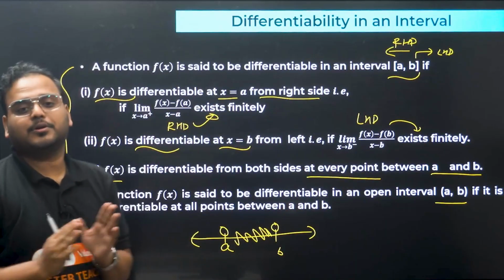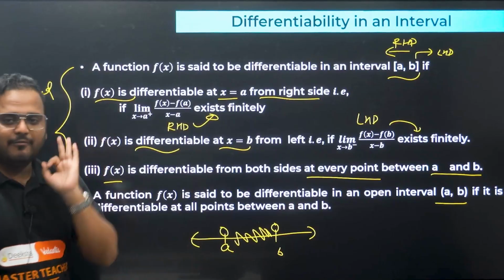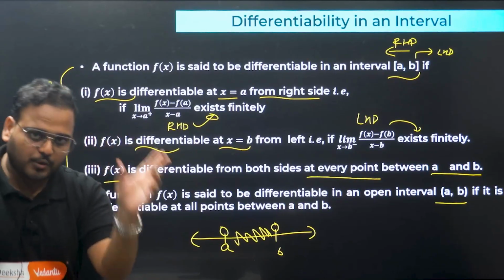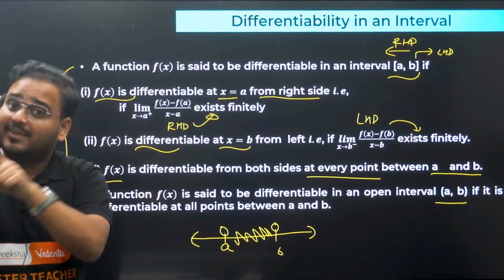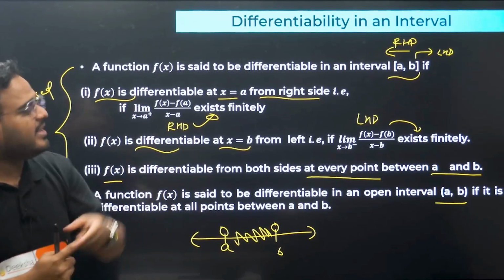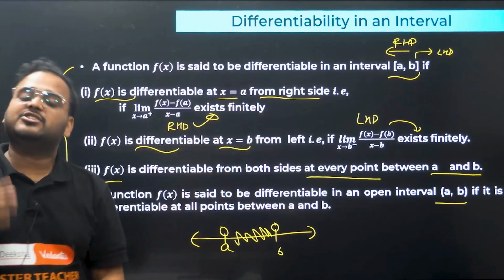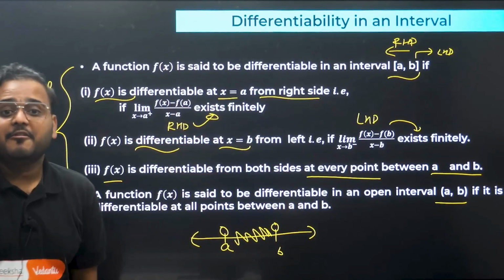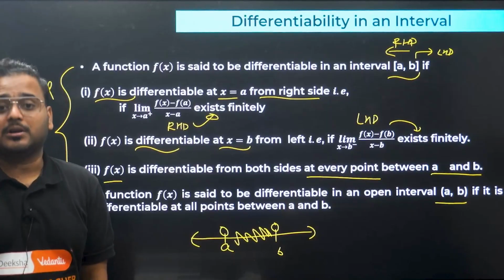Is that clear or not? Simple enough. I have given you a summary. First, it should be differentiable in the open interval AB. Second, RHD at point A should be finite and LHD at point B should be finite. Is that clear or not? Yes.